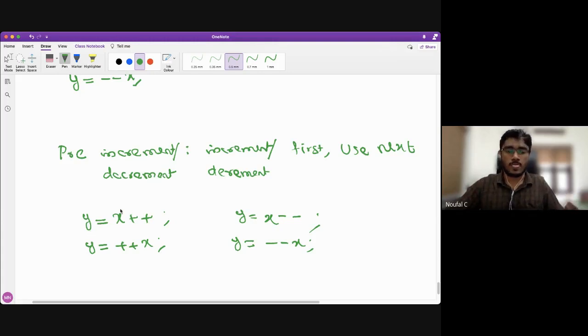Okay, so what will happen is, in this case, the value will be used first, then the increment will happen. Now what will happen here, the addition is actually happening first. Then the value is assigned to the variable y, so that is happening as the second operation.